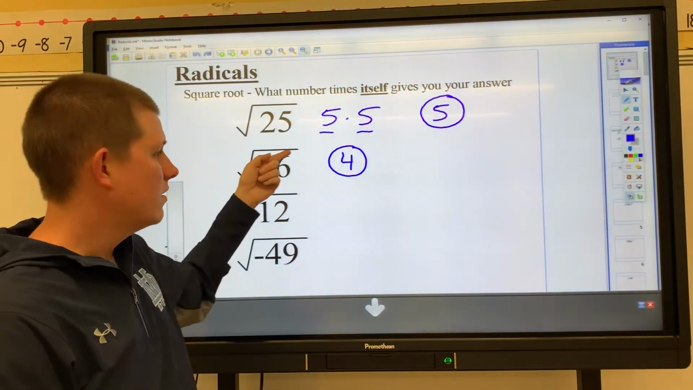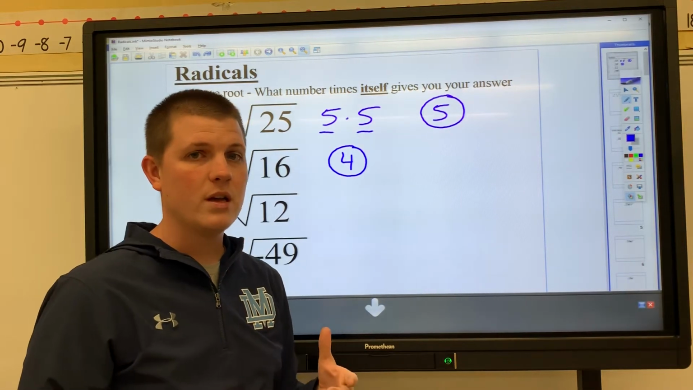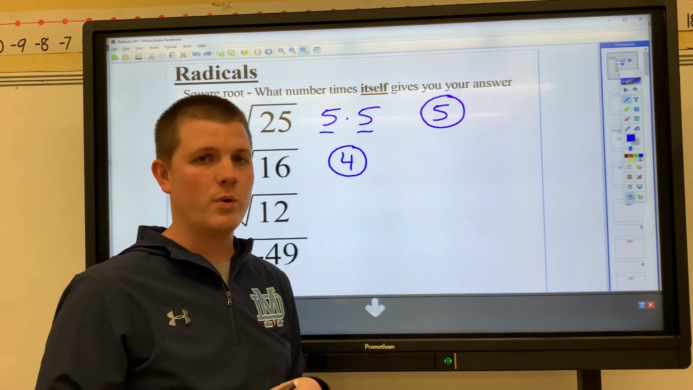What's the square root of 16? 4. What's the square root of 36? 6. What's the square root of 9? 3. Those are what we call perfect squares because they have square roots.